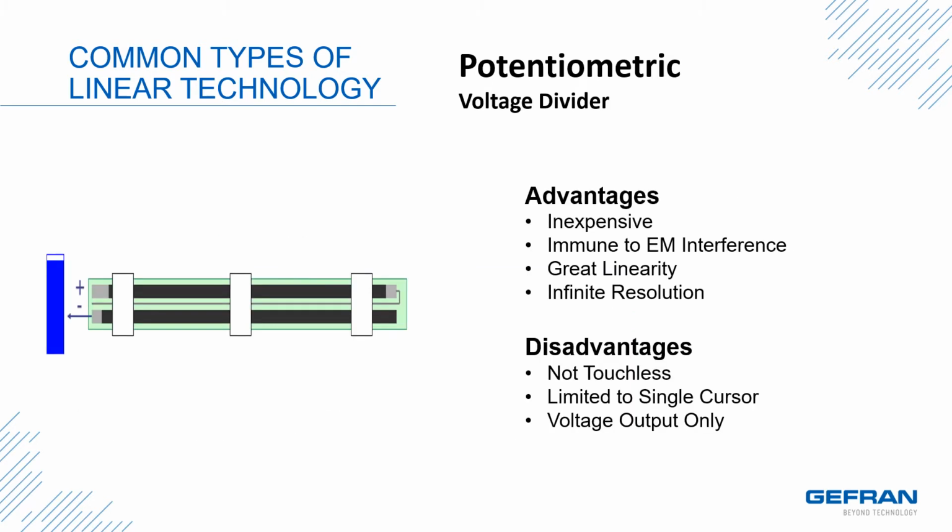The advantages of potentiometric technology are that they are inexpensive, they're immune to EM interference, they have great linearity, and infinite resolution. Disadvantages: they are not touchless, meaning they require the wiper to physically slide across the resistive and collector tracks. Although the life is long, it is not as long as a touchless technology like magnetostrictive. They are limited to a single cursor, and being a simple voltage divider, they are voltage output only.